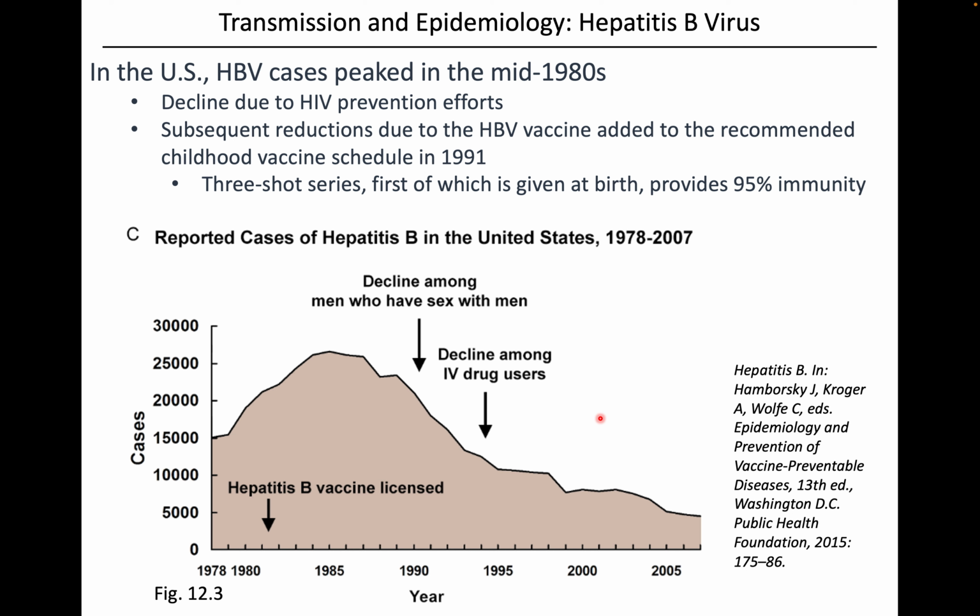So I think HIV certainly got more attention, got more press, right? People were really changing their behavior to try to not catch HIV, and that also had the effect of reducing Hep B cases as well. So the hepatitis B vaccine was added to the childhood vaccination schedule in the early 90s. It's a 3-shot series given starting at birth and provides a very high level of immunity, so it's a good solid vaccine.